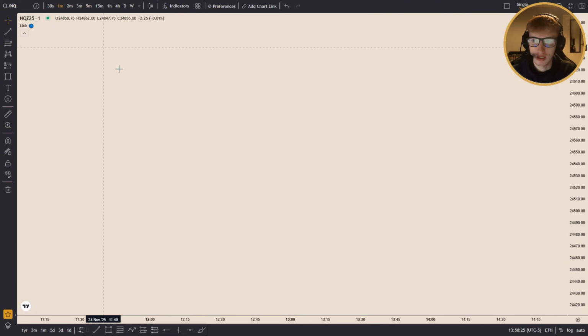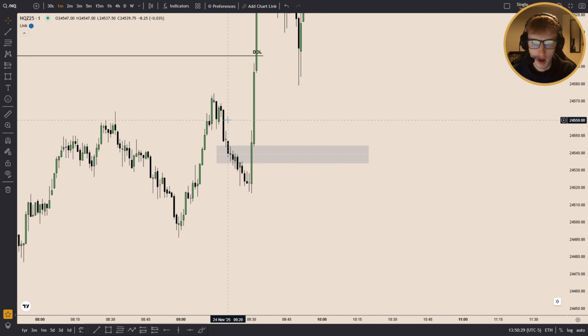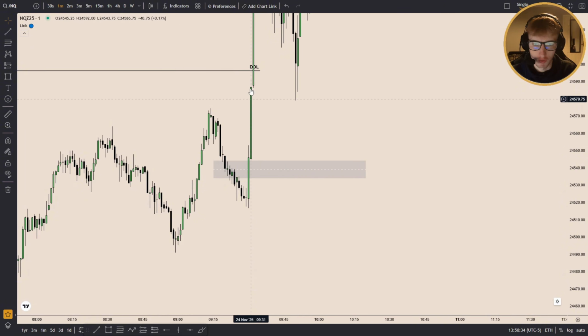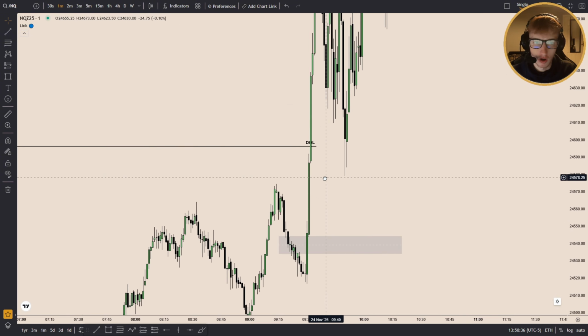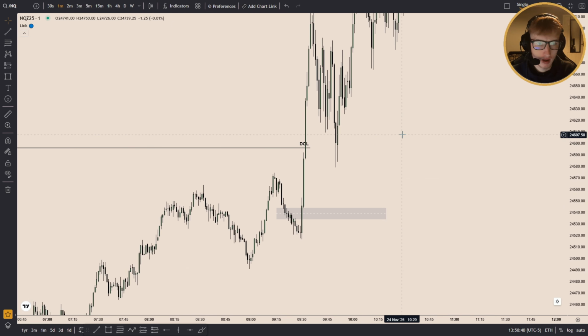And if we go down to the lower time frames, as you can see here, we have a 1 minute up here. There's no 1 minute down here. And then when we do eventually tap into this 1 minute, we just rocket through it. So unfortunately, there was no setup to take there. That is the long position I wanted.